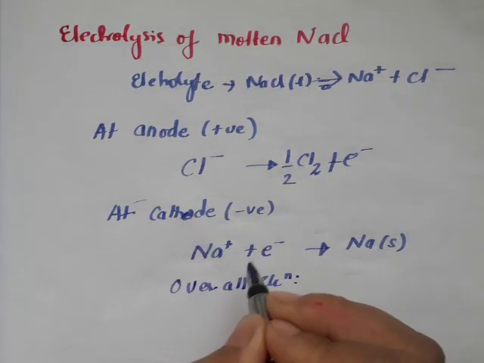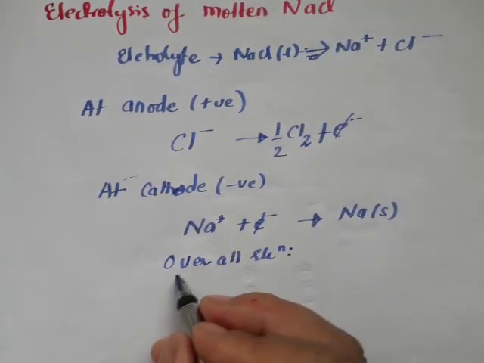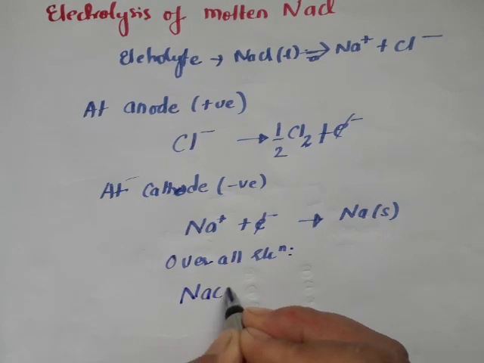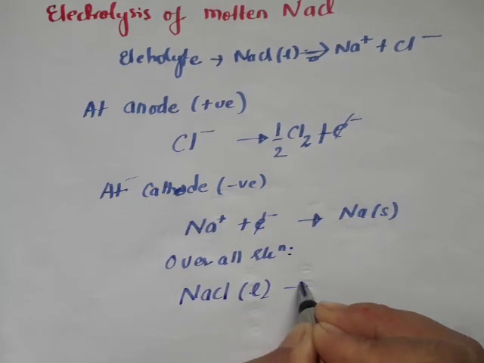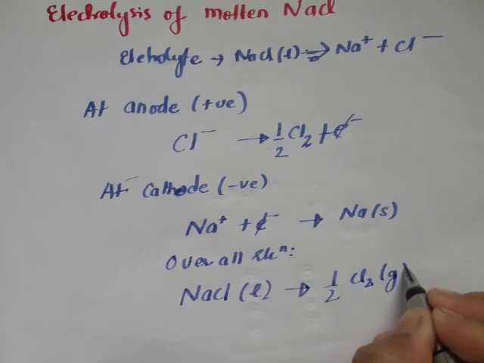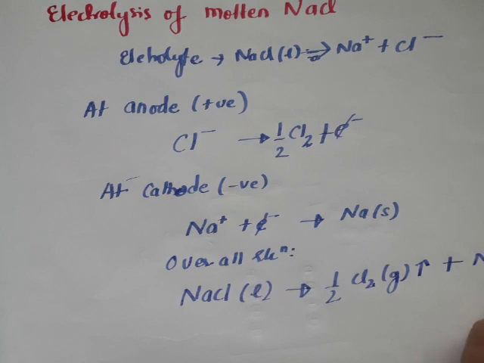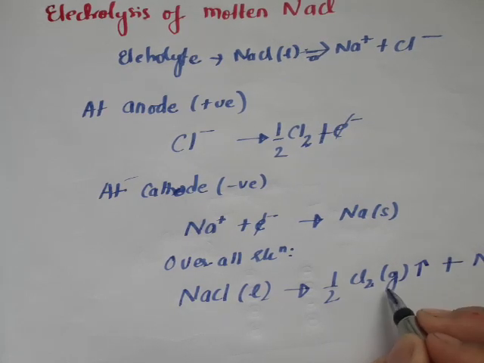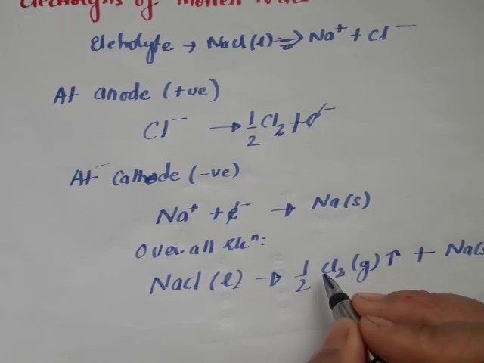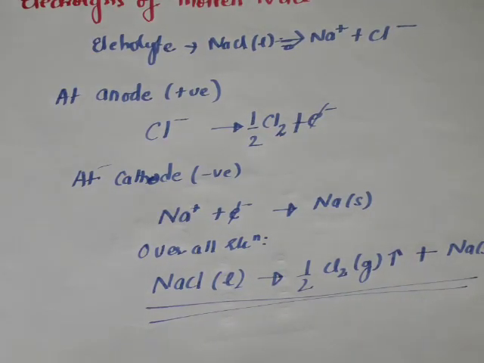Now to your left side, what are there? Sodium and chloride ions, right? Sodium and chloride ion, so this is coming from your sodium chloride. And to your right side, what are there? Chlorine, which is a gas, it will liberate, and sodium will deposit at cathode, and at anode, chlorine gas will liberate. So these are the products of electrolysis of molten NaCl.